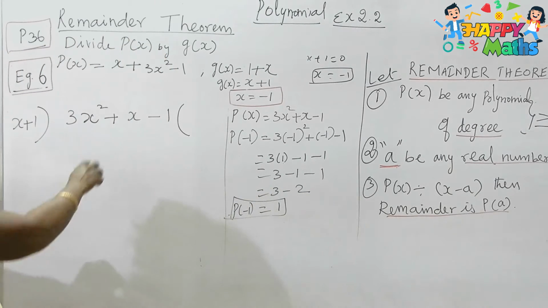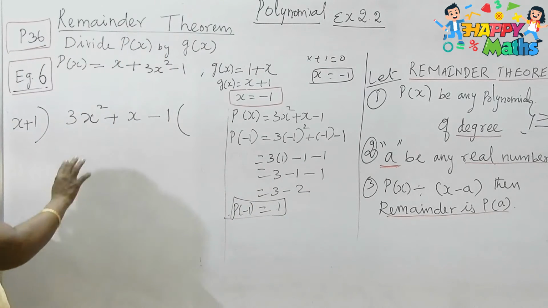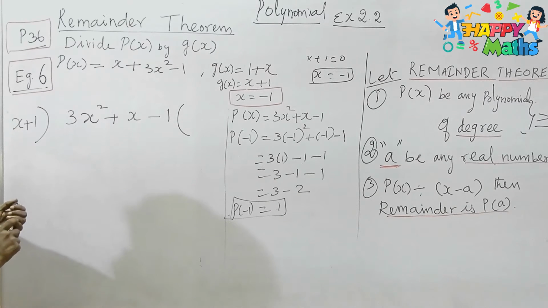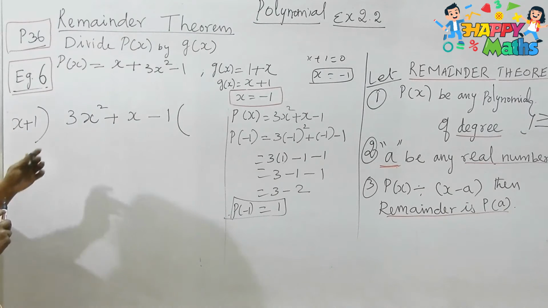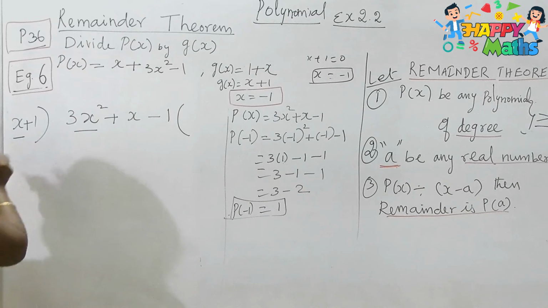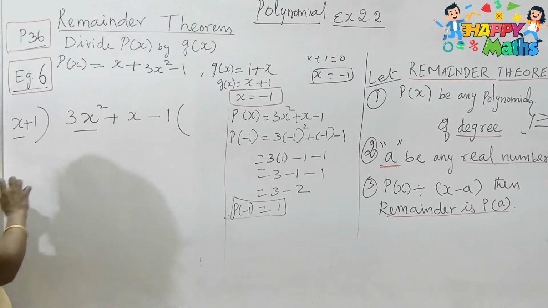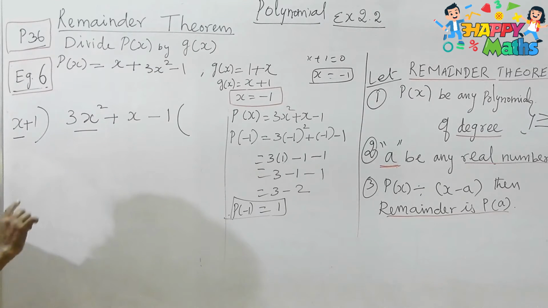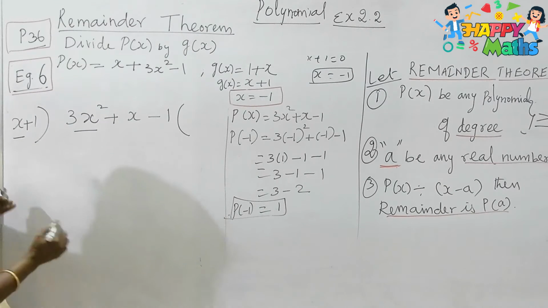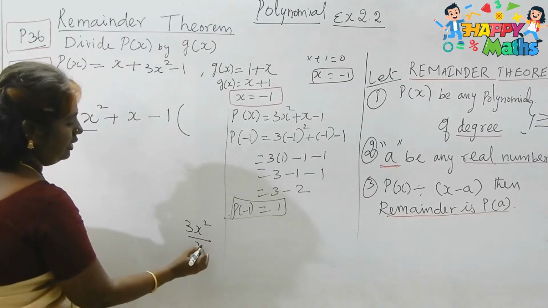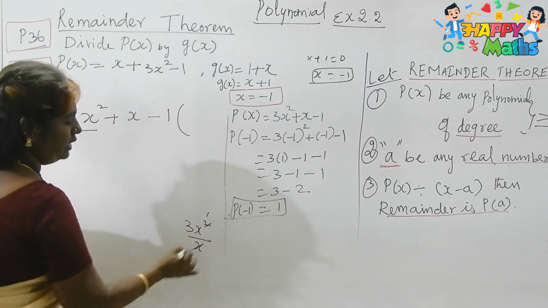Now see, again I have arranged this in an order: 3x square plus x minus 1, and I am dividing by x plus 1. So when I divide like this, you have to compare the first term. This is 3x square, and you are going to divide by x. One direct way of doing is 3x square by x, then 1 power, here 1 degree will go.